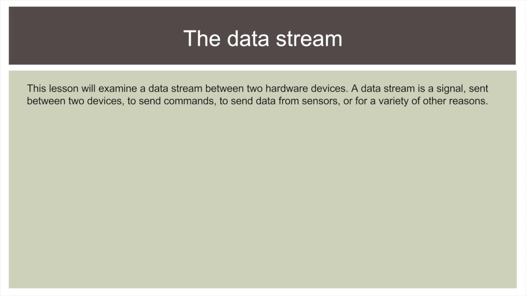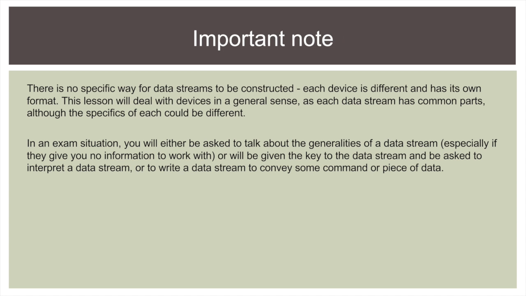So what's a data stream? This lesson will examine a data stream between two hardware devices. A data stream is basically a signal sent between two devices to send commands, data, or a number of other reasons. Basically, anytime you want to send a message from one thing to another, it's a data stream.